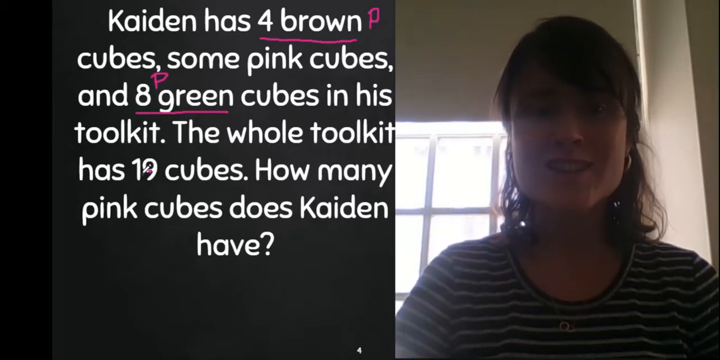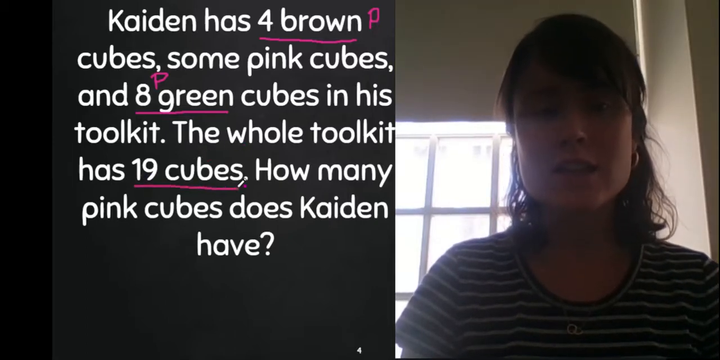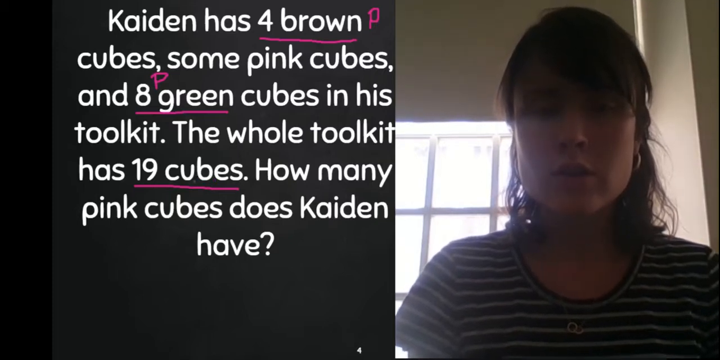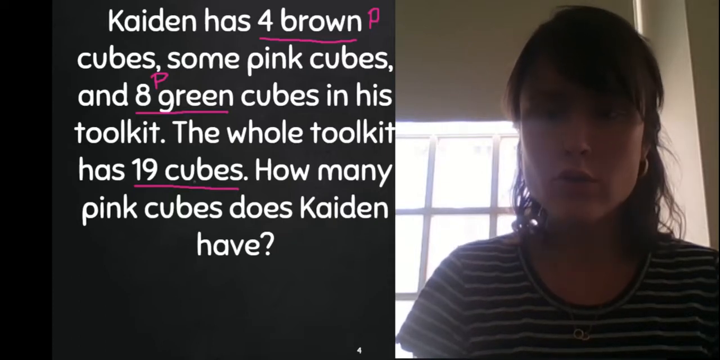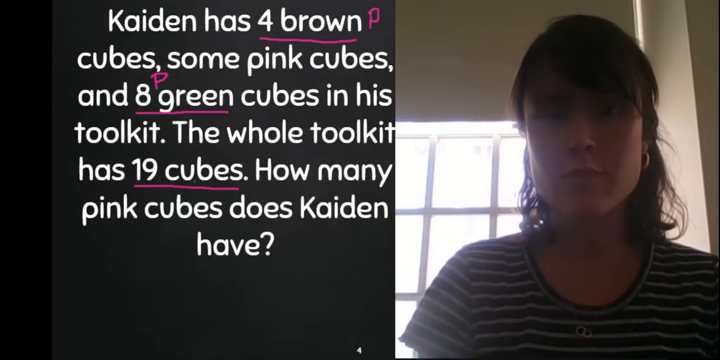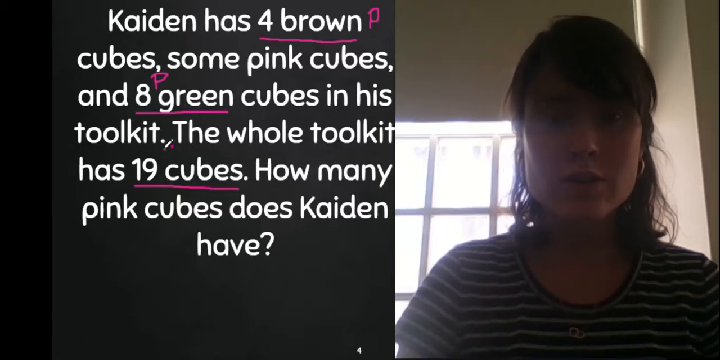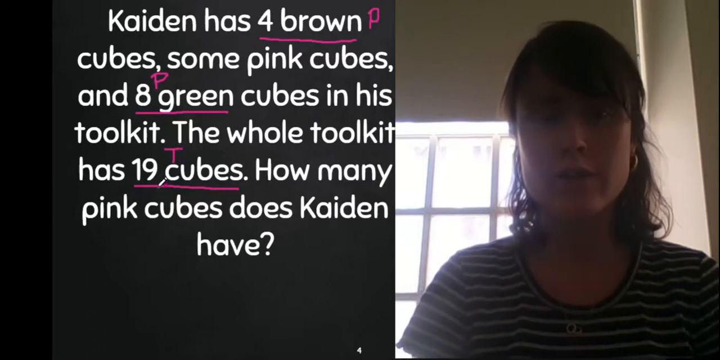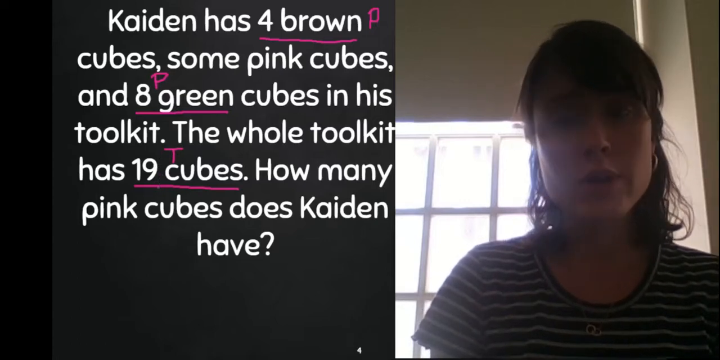Good job. It tells us that the whole toolkit has 19 cubes. I just heard some important clue words. Do those 19 cubes represent a part, or do they represent the total that Caden has all together? Good job. That represents the total. So just like my awesome scholars, go ahead and label T for total above 19 cubes. All right, we know a lot of information.